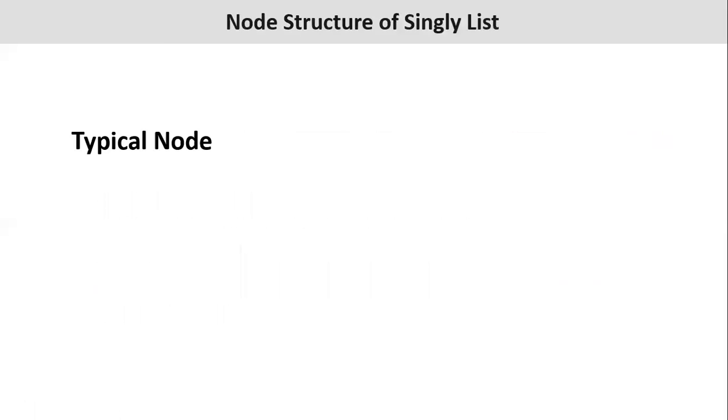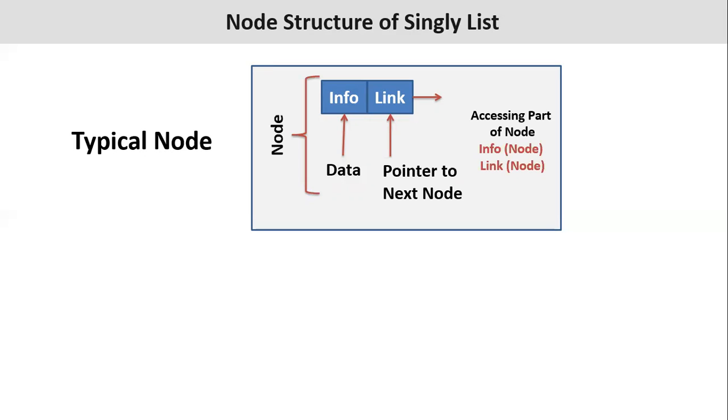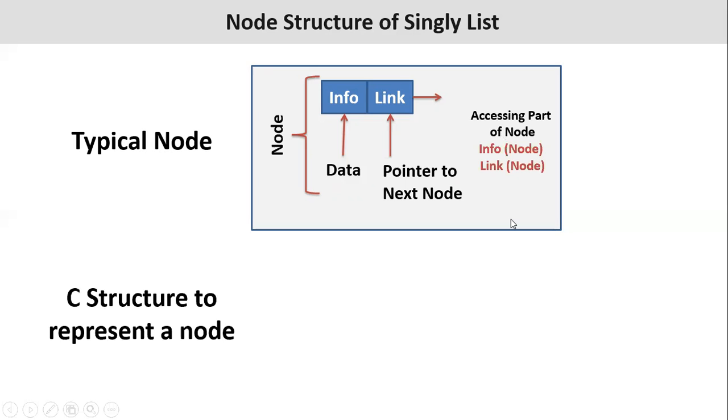Node structure of a singly linked list: a typical node has info and link. Info is the data, and the pointer to the next node is the link. The whole part is called a node. Accessing parts of the node: info, and link. Next, the structure representation of a node.